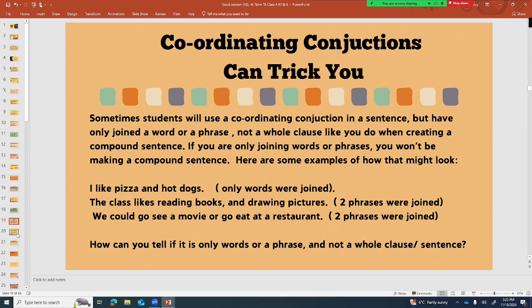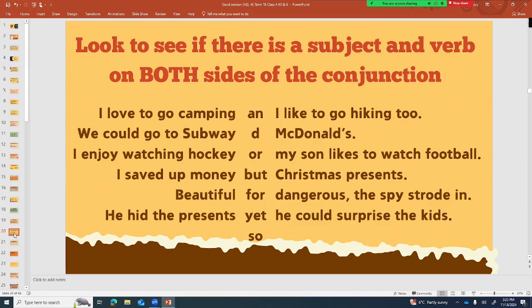How can you tell if it's only words or a phrase and not a whole clause or a sentence? Look on both sides of that conjunction to make sure there's a subject and verb. If there's only a subject on one side, it's not a valid compound sentence.